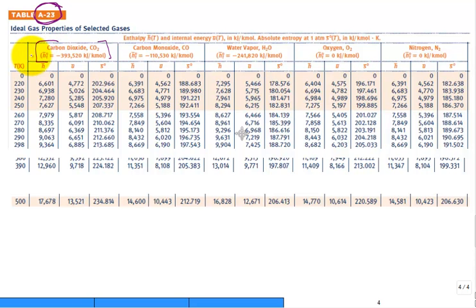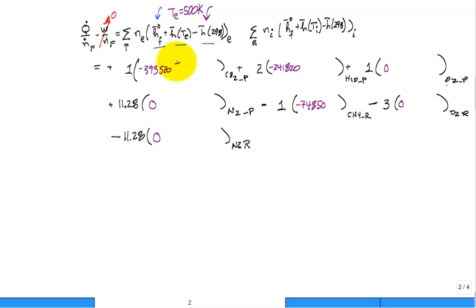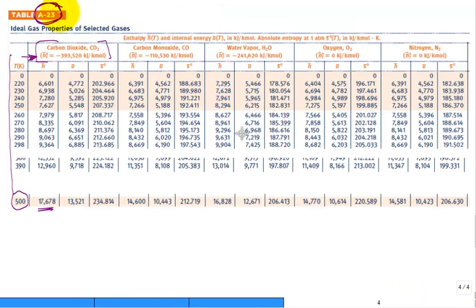Notice that they put the same information. They repeated the enthalpy of formation, which was in the previous table. So that's nice, that negative 393,520 kilojoules per kilomole. And we look down until we find our exit temperature. Our exit temperature is 500 Kelvin, so we need this value, 17,678. So it's plus 17,678. Where did that value come from? Table A23 at a temperature of 500 Kelvin, 17,678.